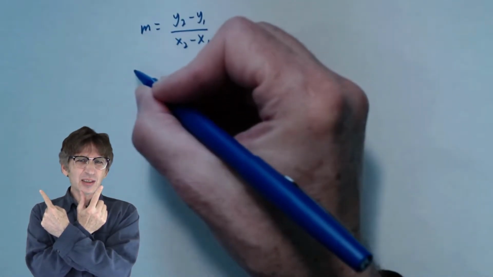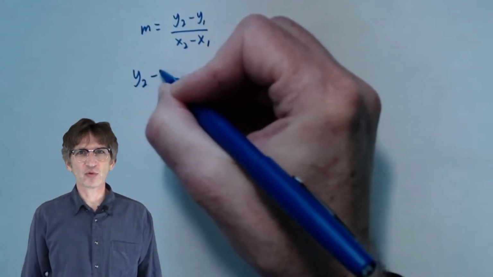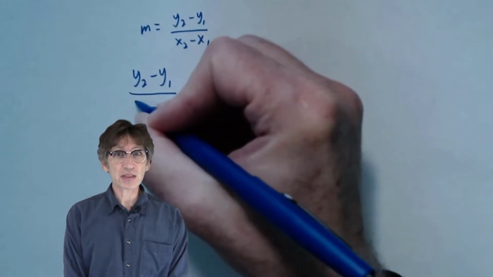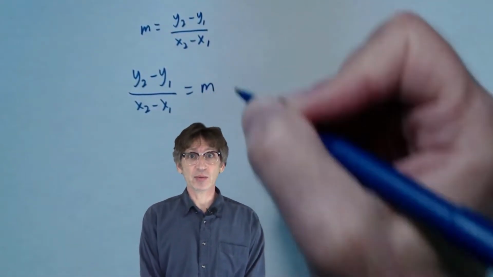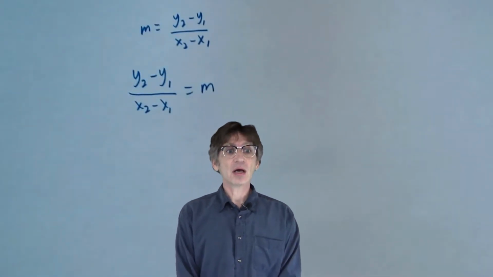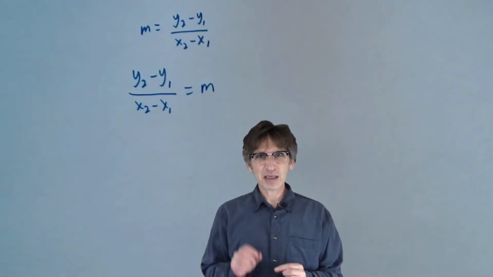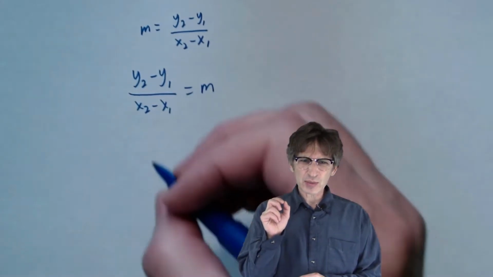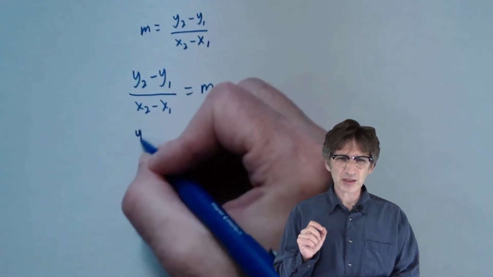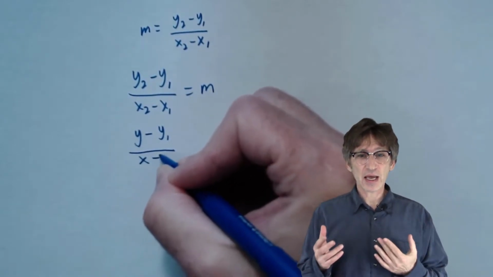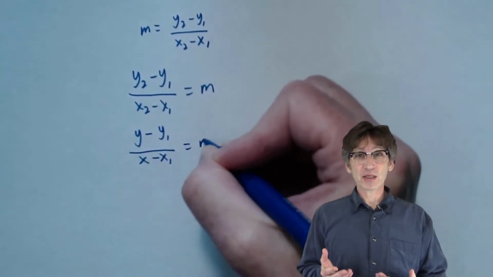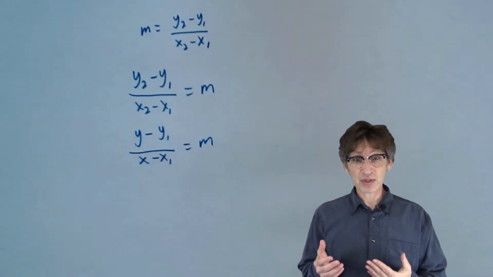Not a big deal, but it's going to make things a little bit easier for us as we use this to get to point slope form. So now I've got y2 minus y1 over x2 minus x1 equals m. Alrighty, and now I'm going to make another little change. I don't need subscripts on both of the y's and both the x's. We'll know they're different. Y, y1, x, x1. So y minus y1 over x minus x1 equals m.